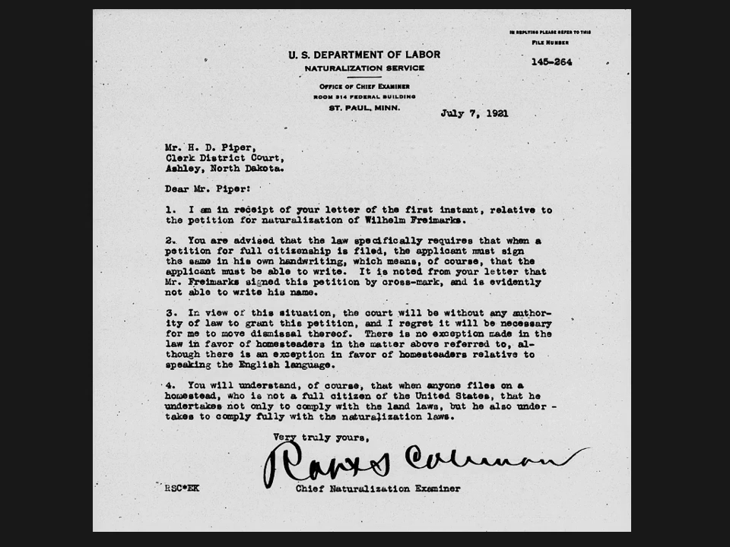But what was nice was that this clerk in North Dakota wrote to Wilhelm and said, "Dear Sir, I am in receipt of a letter from the Chief Naturalization Officer in which he states that your petition for citizenship will have to be dismissed for the reason that you signed same by mark. The law requires that you sign his name in the English language.